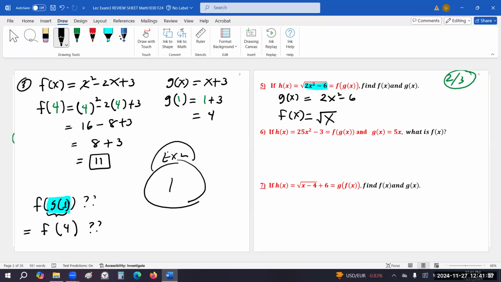Gerald, why is it 2x? Because it says G is inside F. Look at the composition. G is inside F. So whatever is inside, we first find out that function, and then we go to the outer function.